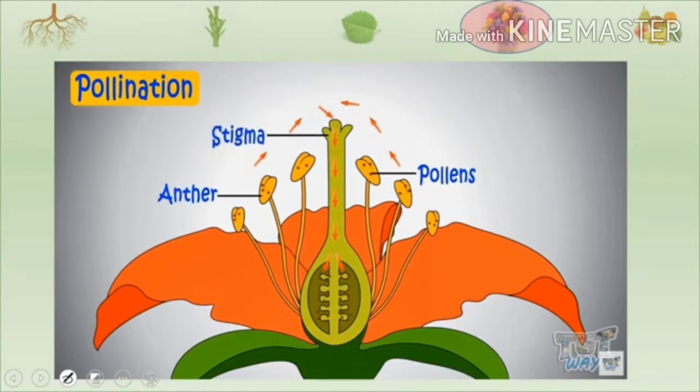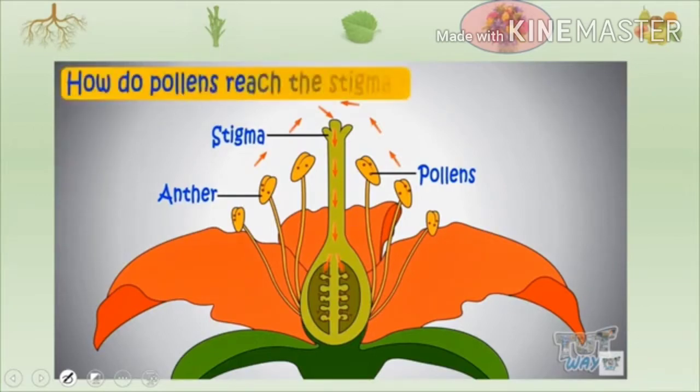Okay, let's see how the pollen reaches the stigma. Before that, I repeat the pollination. Pollination is a process by which pollen is transferred from the anther to the stigma. Okay, you can see the arrows, and this process is called pollination. Let's see how pollen reaches the stigma. In that, we see two types of pollination. Okay, see here first.